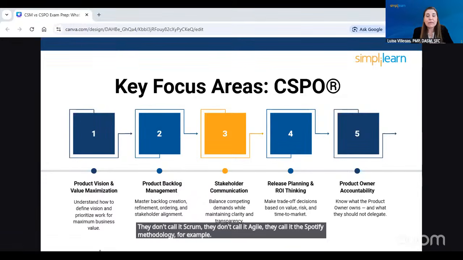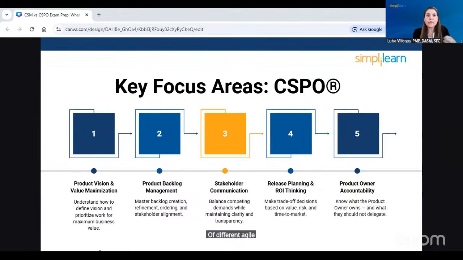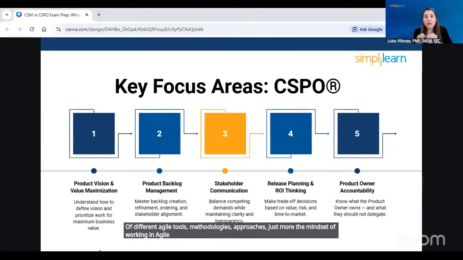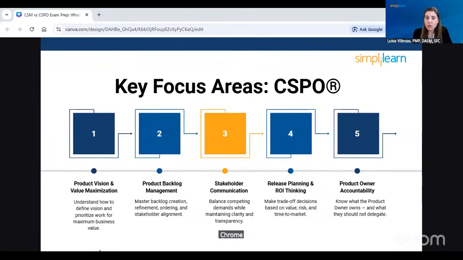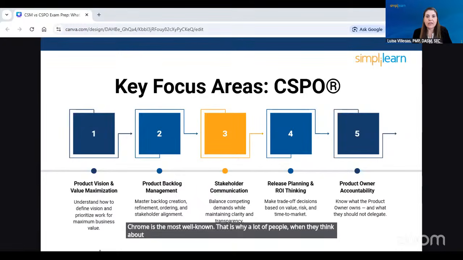So the ACP is going to give you a little bit more broad understanding of different Agile tools, methodologies, approaches, just more the mindset of working in Agile, while Scrum is one of many Agile methodologies or frameworks. Scrum is the most well known. That is why a lot of people, when they think about Agile, think about Scrum teams and sprints and demos or retrospectives.